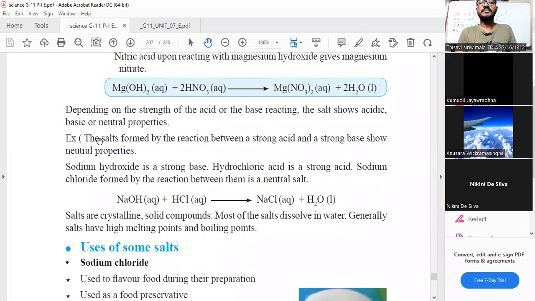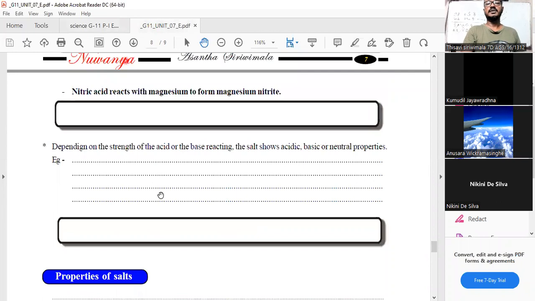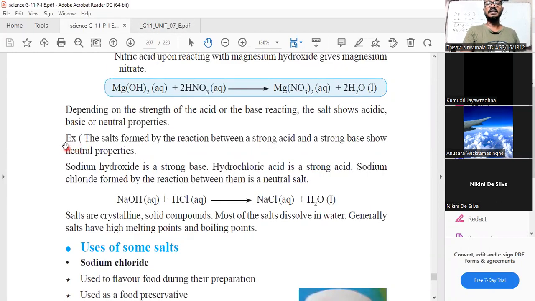For example, the salt formed by the reaction between a strong acid and a strong base shows neutral properties. ඒක තමයි අර dotted line එකට ලියවෙන්නේ, හරිද? This one. Right? So after that, for that small box, we can write the equation NaOH plus HCl, NaCl plus H2O. හරිද? ඒ තමයි වෙන්නේ. So මේ dotted line එකට ලියන්නේ මේ EX කියලා තියෙන Example එක.